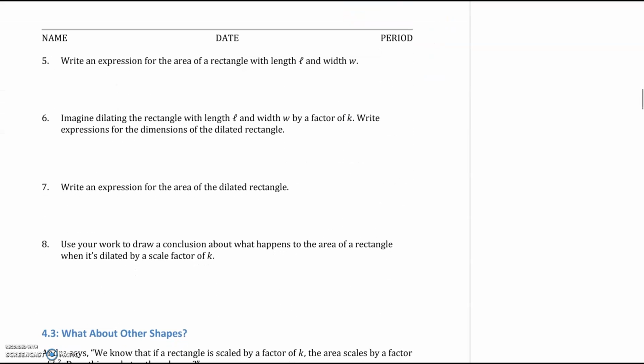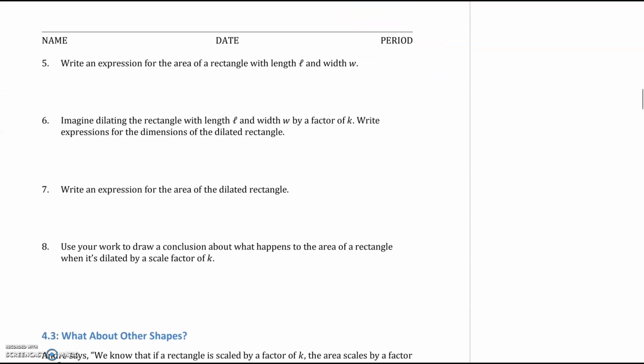So we go to the next page here, number 5, and number 5 wants us to write an expression for the area of a rectangle with length L and width W. Well, that seems pretty straightforward. I know the area is equal to the length L times the width W. Perfect. Now, what we want to do is imagine the rectangle with length L and width W, and dilate it by a scale factor of K.